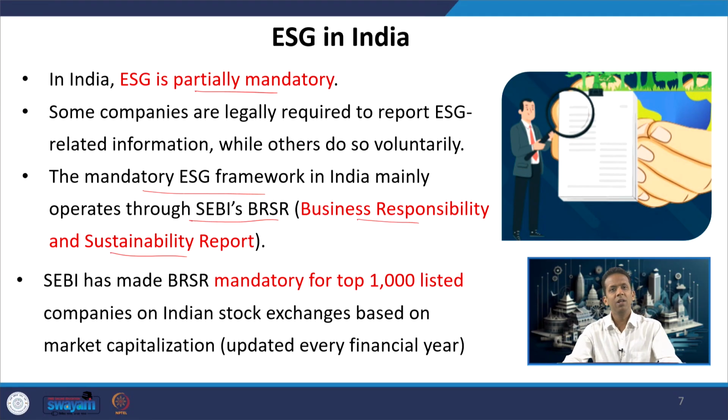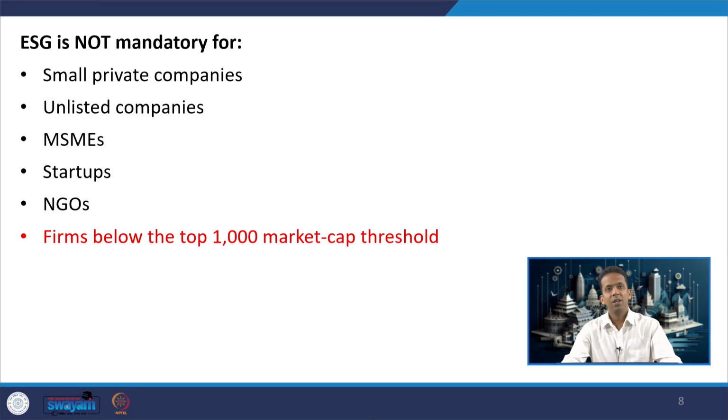So, every company listed in, say, the top 1000 companies on the Indian Stock Exchange, based on their market capitalization factor which is updated every year, SEBI has made reporting of the Business Responsibility and Sustainability Report mandatory for those companies. So, you can say for the top 1000 companies in India it is mandatory, and it is not mandatory for other remaining companies like small private companies, unlisted ones, the MSMEs, startups, NGOs, or any firm below the top 1000 market cap threshold.